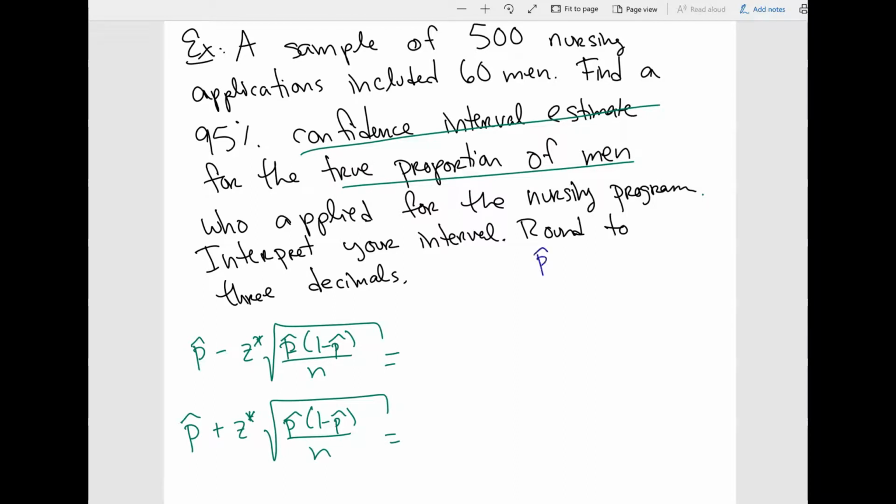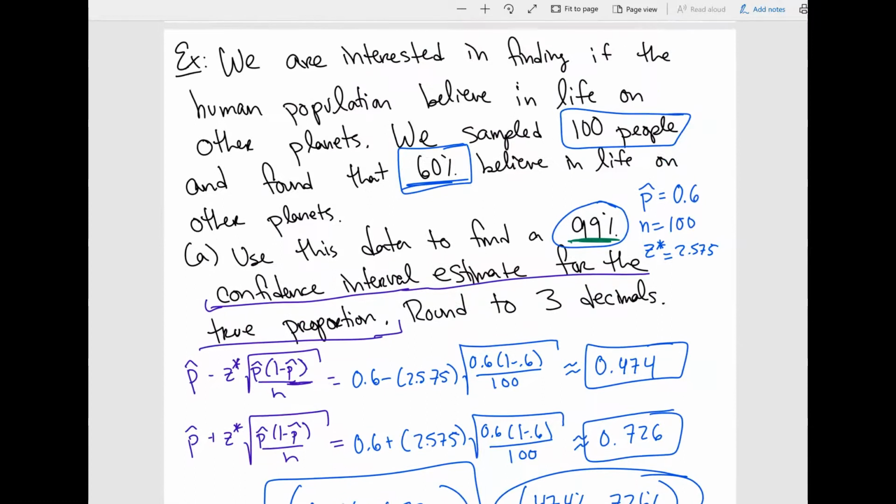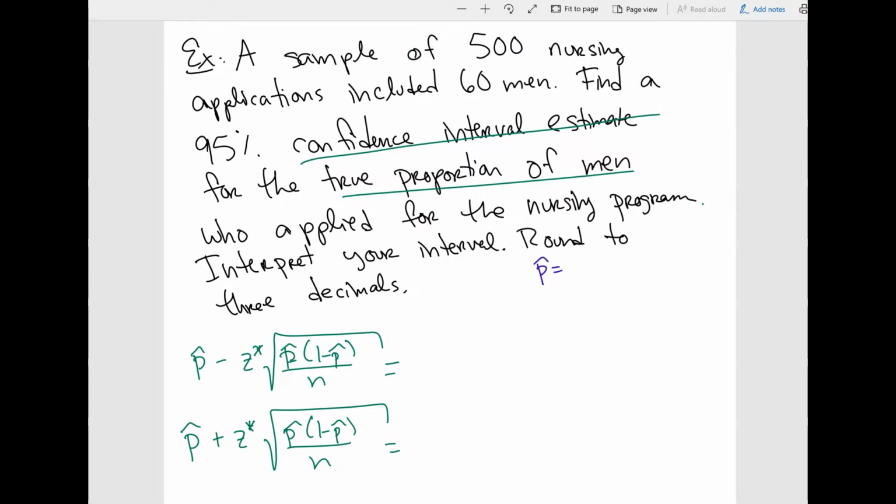Okay, so let's figure out what each of our values are. p hat is basically the proportion. Notice that in the previous problem, they gave us the percentages, but they didn't give it to us in this case. In the previous problem, they told us that 60% of them believe in that. In this case, we don't know what the percentage is, but we know that 60 out of the 500 applied. That's my proportion. If you want to leave it in terms of a decimal, 60 divided by 500 is just going to be 0.12. So that's my p hat.